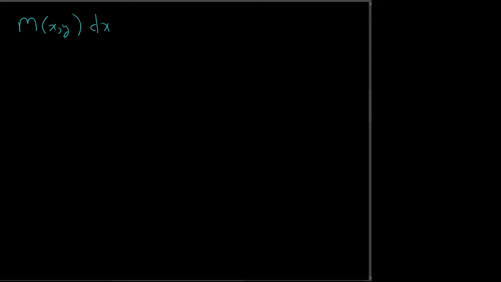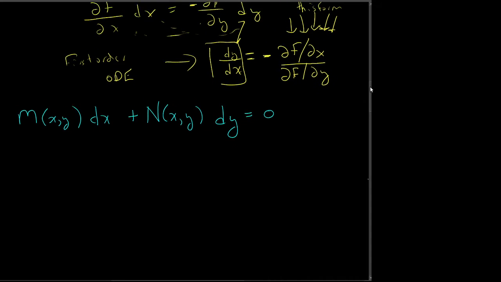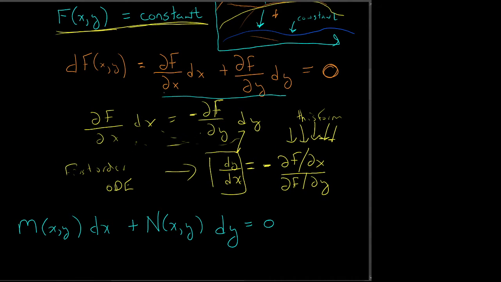times dx plus some function N in terms of the variables x, y times dy is equal to 0. So right up there, I've taken this partial of f with respect to x, I'm going to call M, and this partial of f with respect to y, I'm going to call N. Remember, for our partials we take the derivative as we would normally, only in x, or only in y. The other variables we treat as a constant.